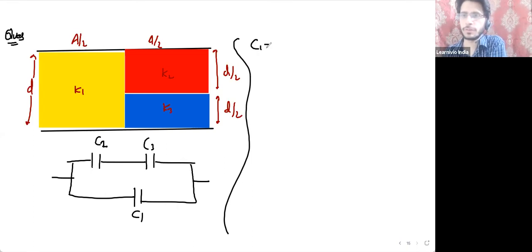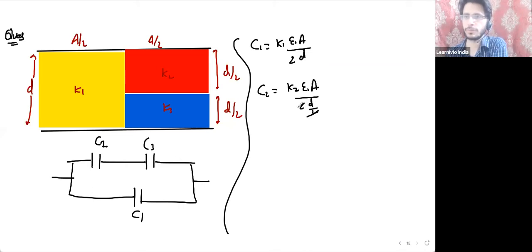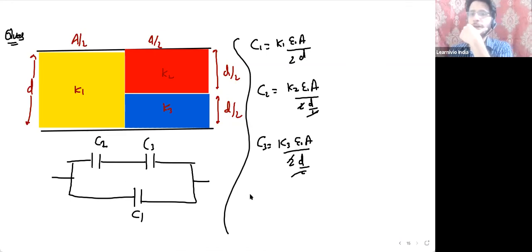C1 is K1 epsilon naught A by 2D. C2 is K2 epsilon naught A by 2 into D by 2. C3 is K3 epsilon naught A by 2 into D by 2. Let's cancel it. So now C2 and C3 are in series, so we can calculate 1 by C23 as 1 by C2 plus 1 by C3.